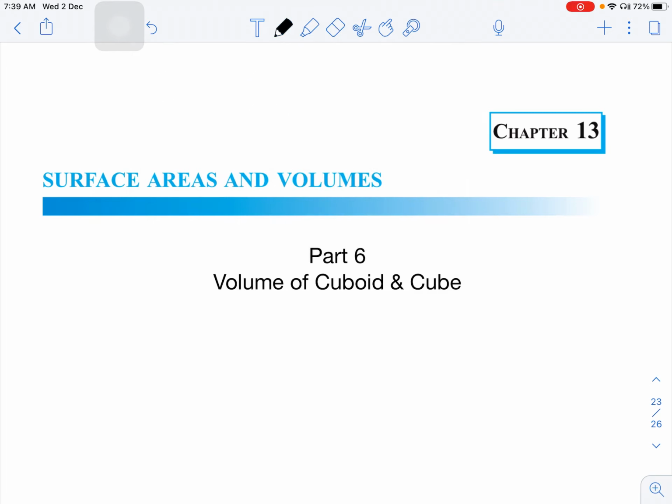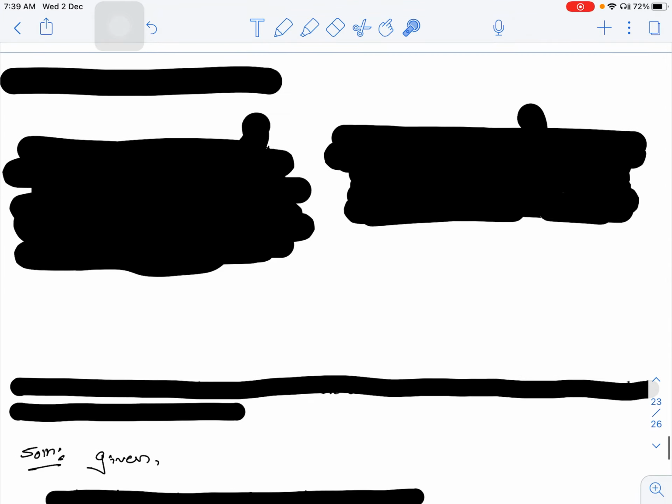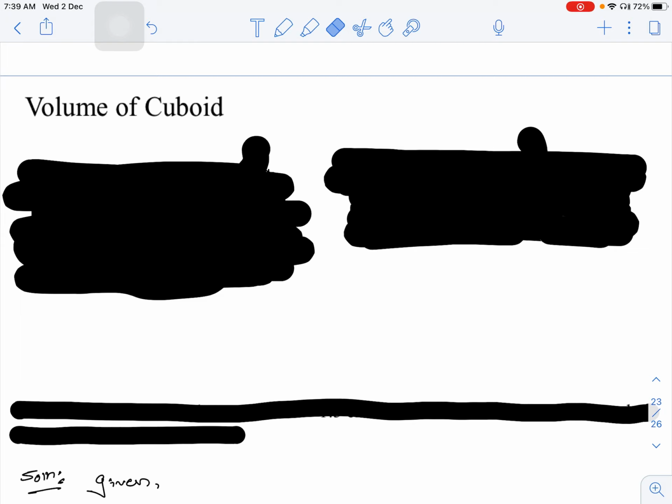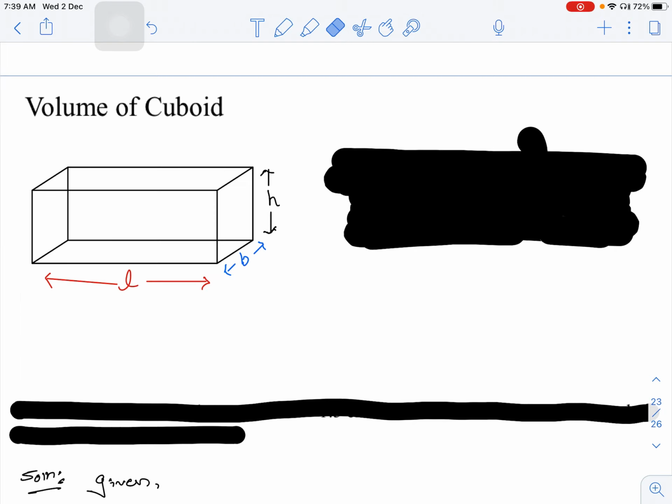The space occupied by an object is known as its volume. Now let us see about our first figure, that is volume of a cuboid. So here we have a cuboid. Now this given figure is a cuboid where this represents length, this represents breadth, and this represents height. These are the three dimensions of a cuboid.